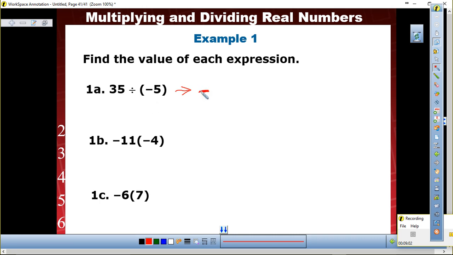That's the first thing you do. Now we worry about the numbers. What is 35 divided by 5? 7. Okay. What is the result for this one? What is 11 times 4? 44. Okay. What is the result for this one? Negative 6 times 7? 42.